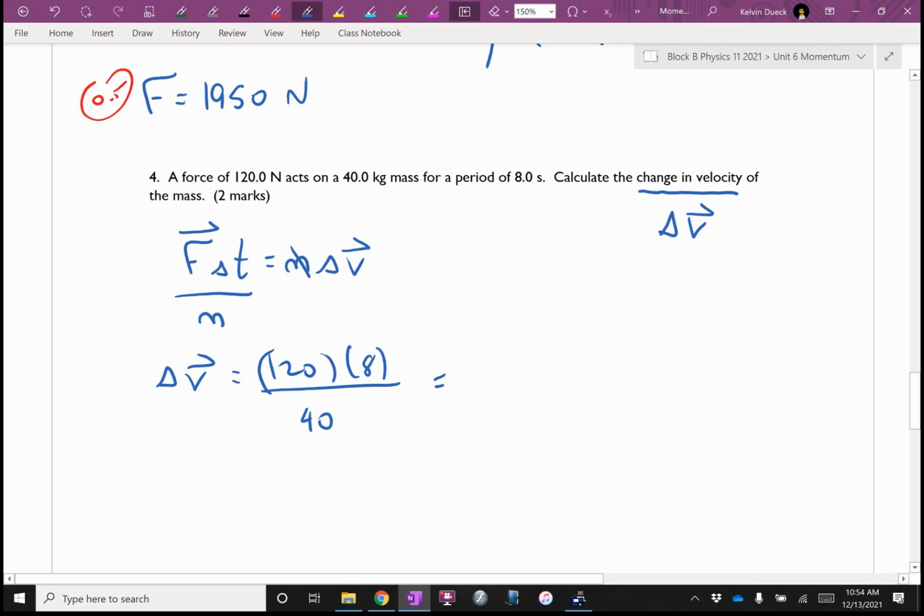I can do that in my head. 24? Yes? No? What does that mean? It means that if we were originally going at 1 meter per second, our final velocity was 25. There's your change in velocity of 24. Or if VI was 10, VF would be 34. Okay? You okay there? Yeah? Okay. The good news is we have another collision coming up soon. I would give you 1 mark for that, half mark for that, half mark for the answer.